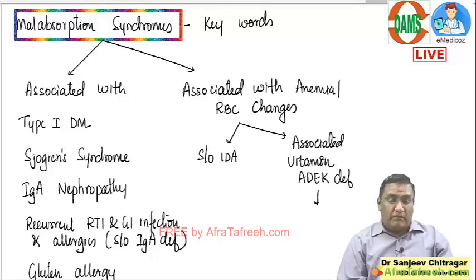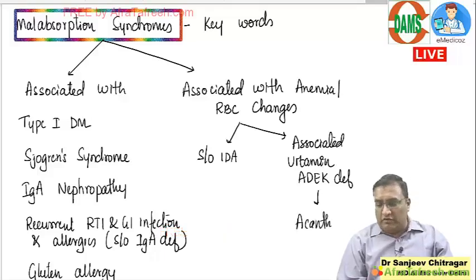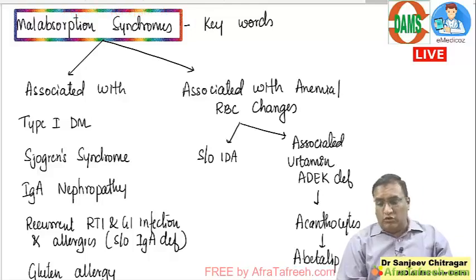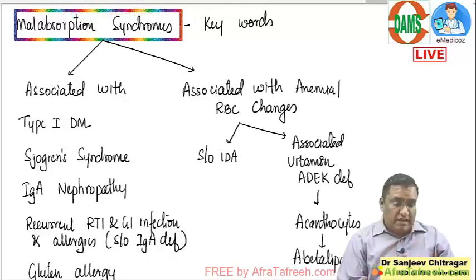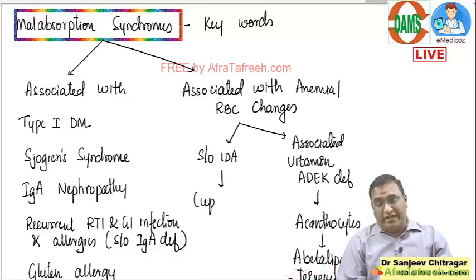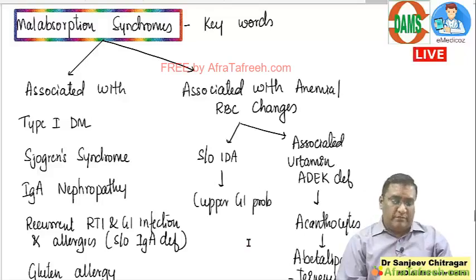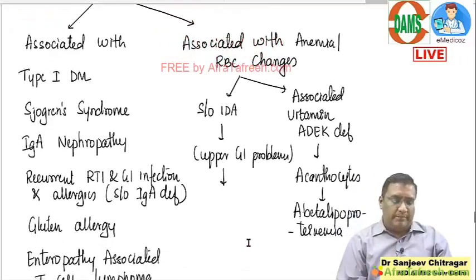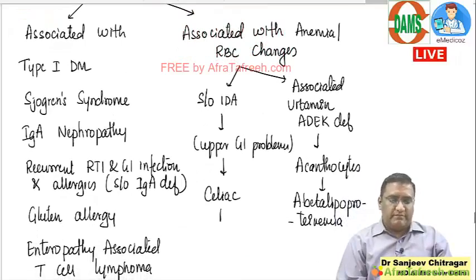So there is a fat malabsorption. We will think of, yes, fat malabsorption. Suspect if peripheral blood shows acanthocytes, for sure abetalipoproteinemia. Both of them can manifest with anemias, by the way, right? Acanthocytes, abetalipoproteinemia can be there. If it is suggestive of just IDA, microcytic hypochromic anemia, then upper GI problem, suspect celiac again. So suspect a celiac disease.